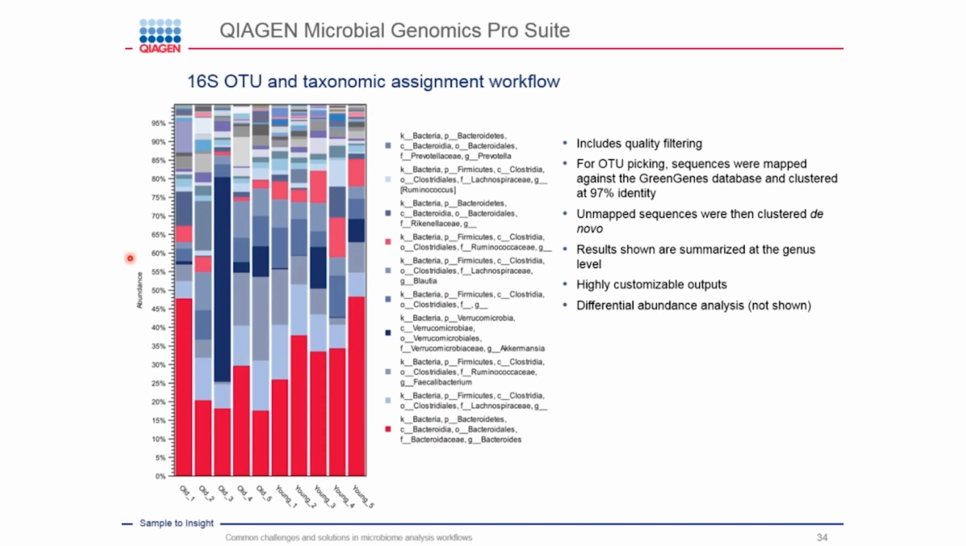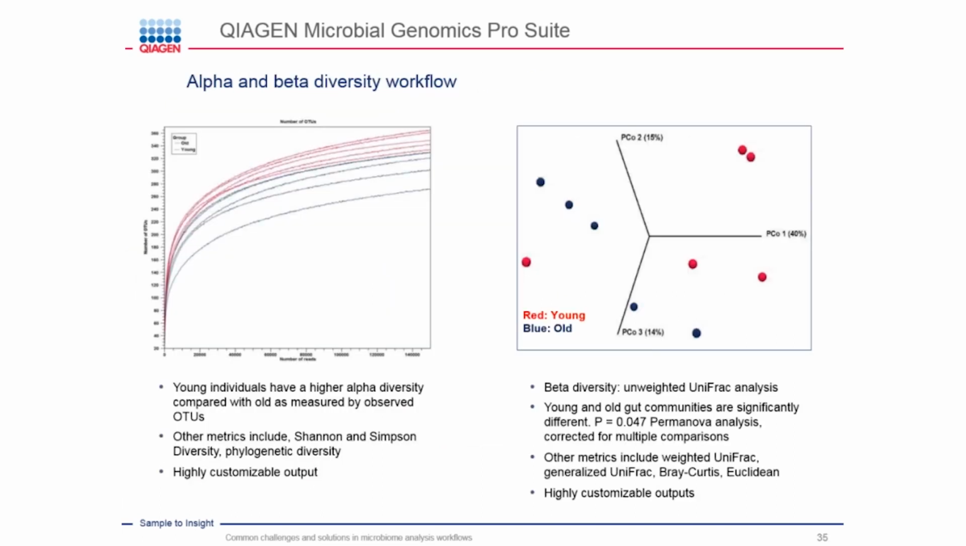So as a secondary analysis, we looked for alpha and beta diversity. Here the alpha diversity plot clearly confirms this feeling. All young individual samples had a higher diversity than the old individual samples, confirming that age has an effect on your bacterial diversity.